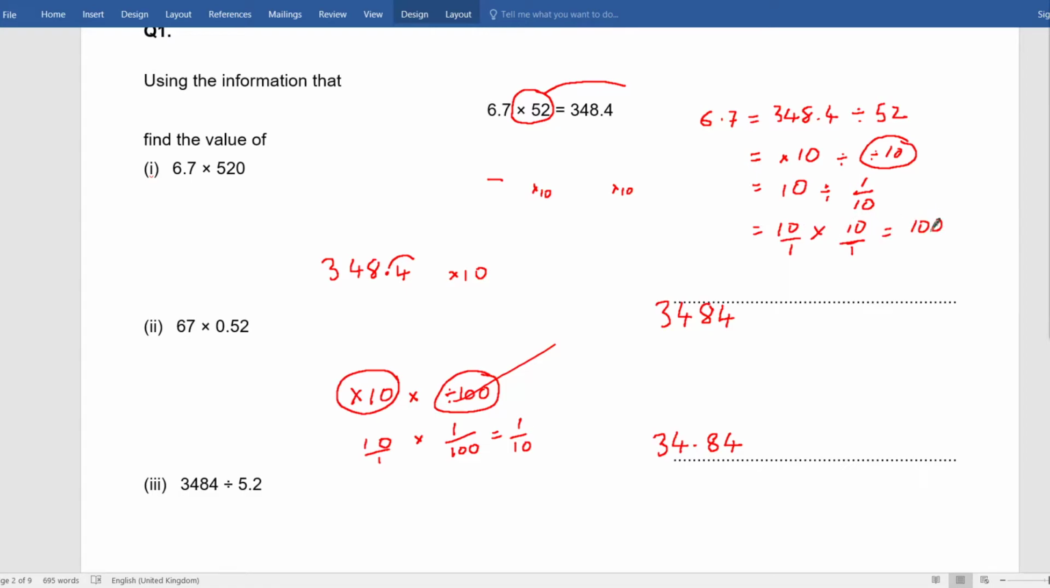So what actually happens is the answer is going to become 10 times bigger. Okay, so for those reasons, this 6.7 has become 10 times bigger.